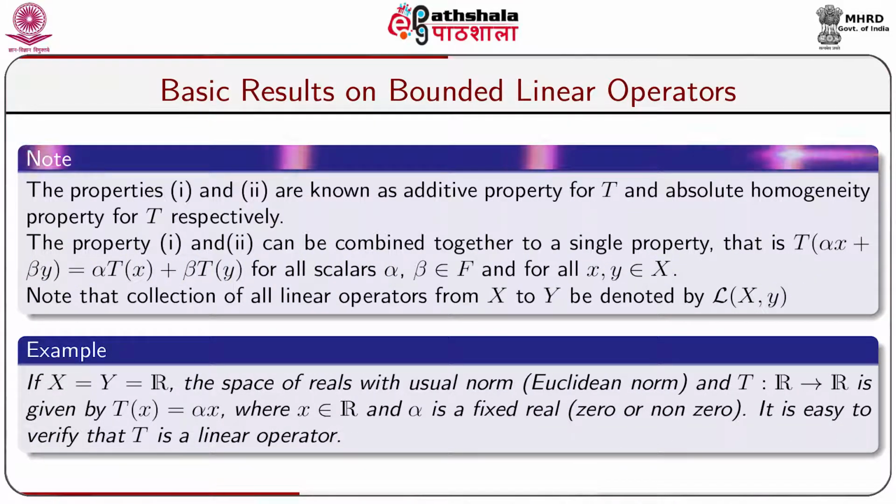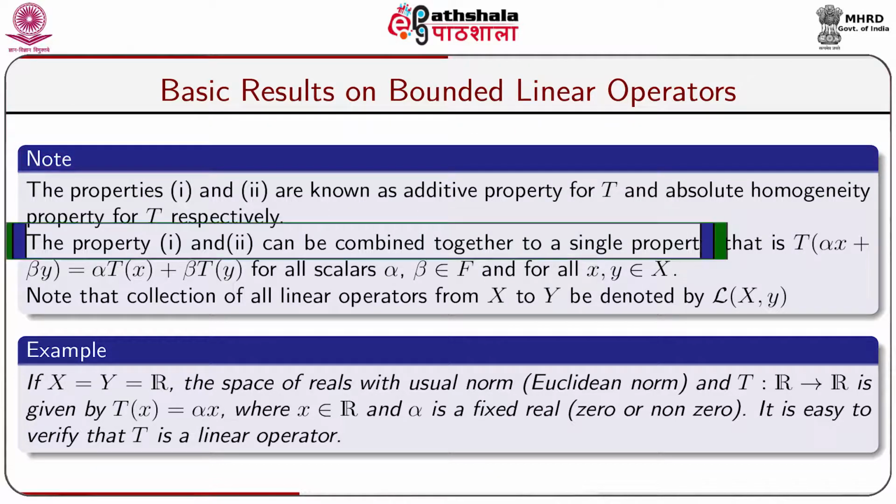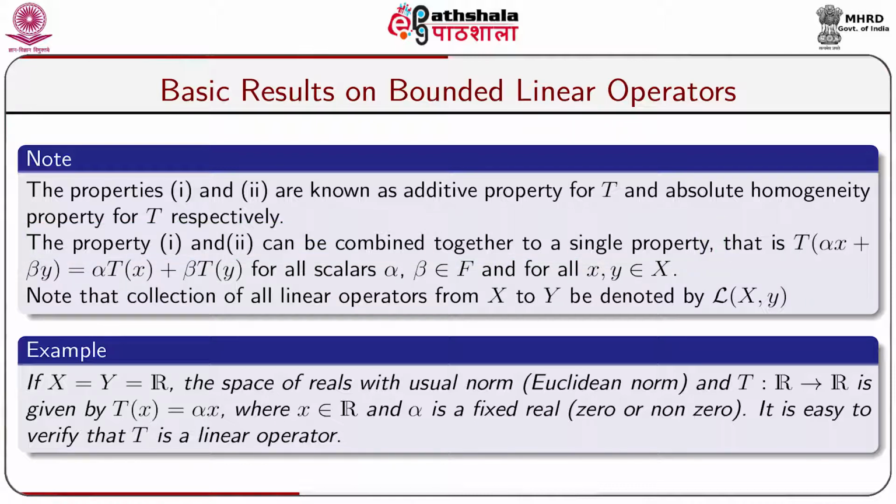Now, note that the properties defined in 1 and 2 are known as the additive property for T and the absolute homogeneity property for T respectively. The properties 1 and 2 can be combined into a single property, that is T of alpha x plus beta y is equal to alpha T x plus beta T y for all scalars alpha, beta belonging to capital F and for all x, y belonging to capital X. Note that the collection of all linear operators from X to Y is denoted by curly L(X, Y).